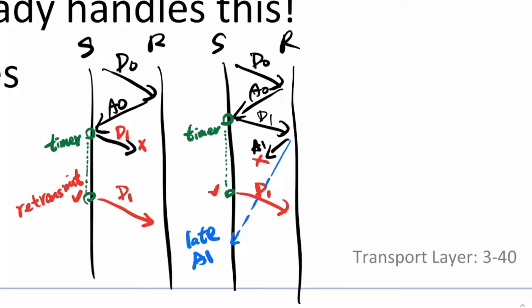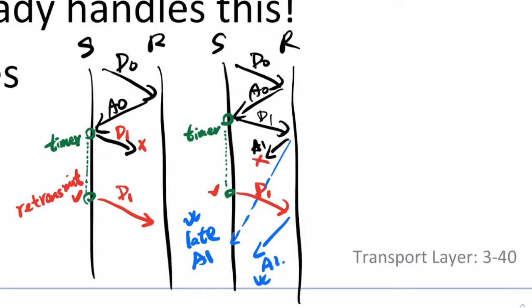So after that, the sender cannot know. After the receiver gets D1, the receiver will send A1 again, but actually the sender does not know whether it is the previous late A1 or a new A1 from the receiver. The sender cannot tell, right?